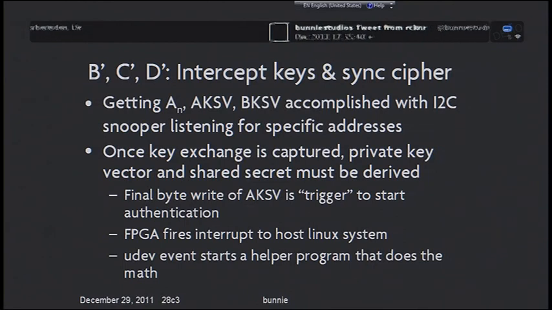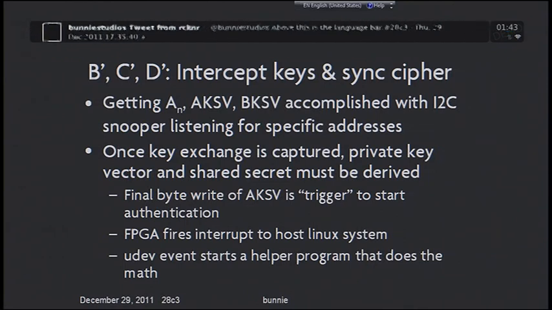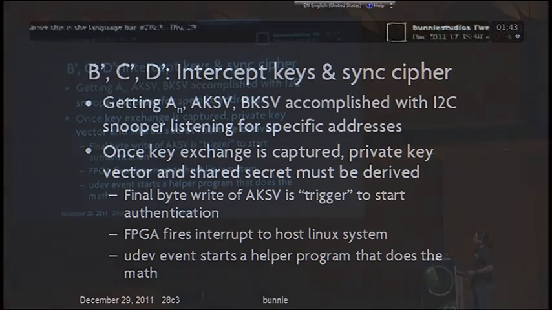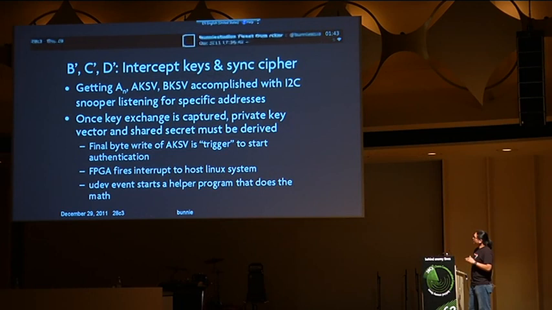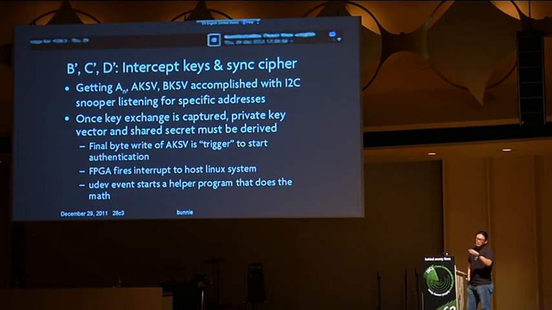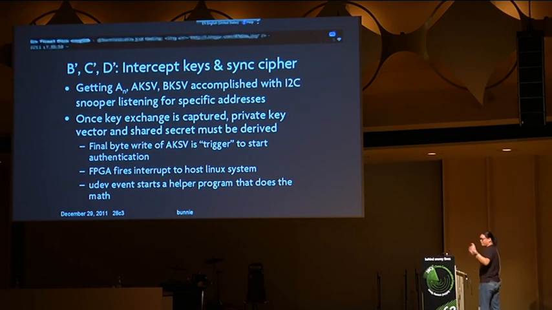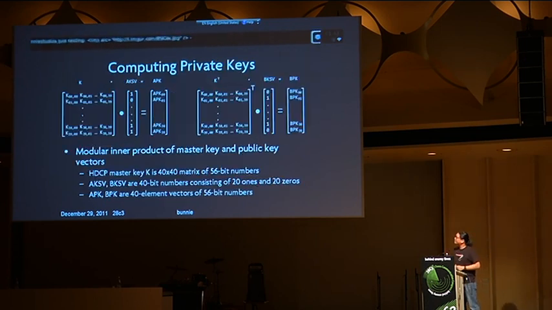Let's see, is there anything I didn't say here? Right, so getting all the initialization vectors is accomplished with I2C sniffing. And once basically the key exchange is captured, the last write is a defined address that actually triggers an interrupt that goes to the host CPU. This is all done in FPGA, by the way. It goes to the host Linux CPU that then triggers a UDEV event that does all of the math for computing the shared keys.